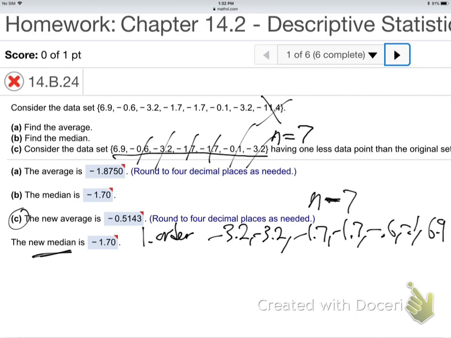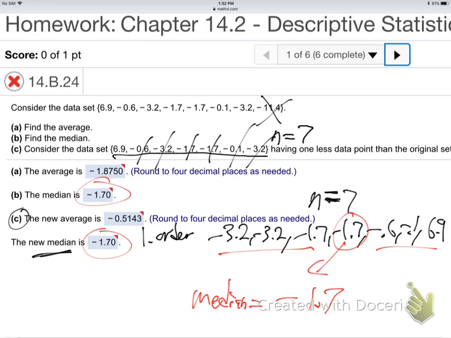So if you have an odd amount of numbers, there's going to be only one in the middle now, huh? Which one is in the very middle? This one. Because there's three numbers above him and three numbers below him. He's the middle, negative 1.7, that would be the median, which is the same median we got last time when we had two numbers in the middle. Good on that? That makes sense? See the difference between them?